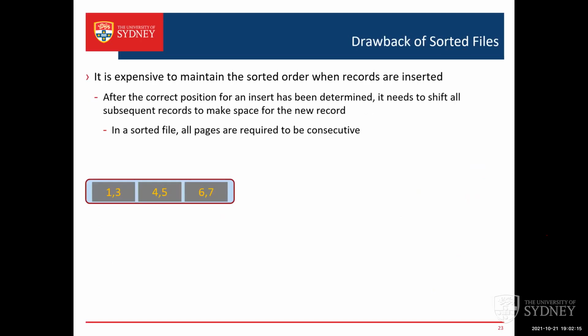Drawback, we have already seen that it is very expensive to maintain that sorted order when records are inserted or updated or deleted. Someone is asking, how can I know if data is sorted? Yep, that is the first assumption. If the data is not sorted, then you have to use linear search. If the data is sorted, only then you can use binary search.